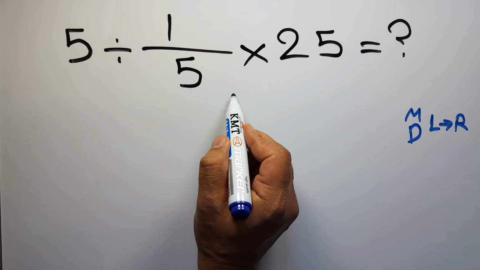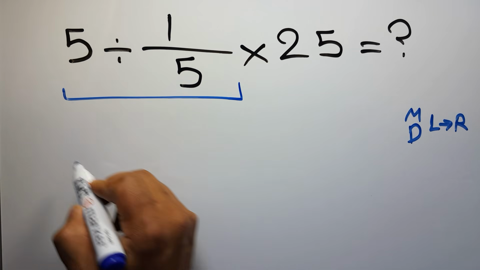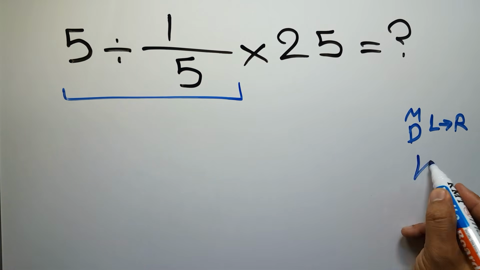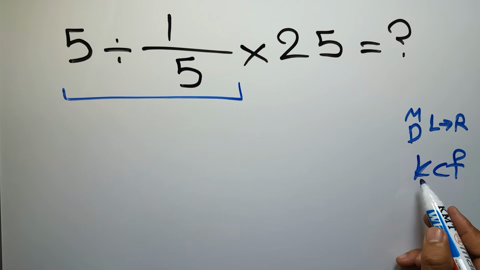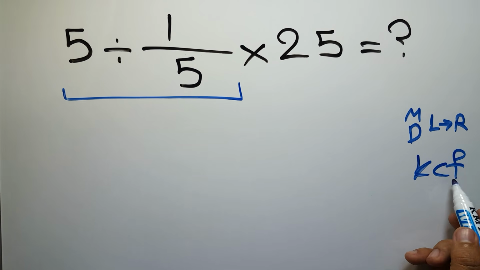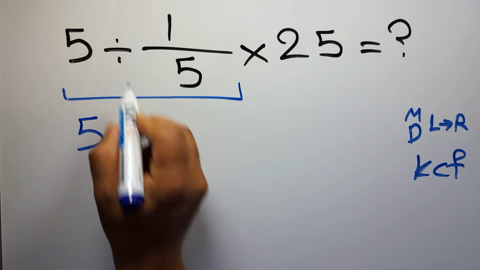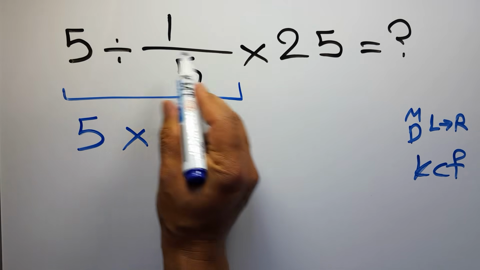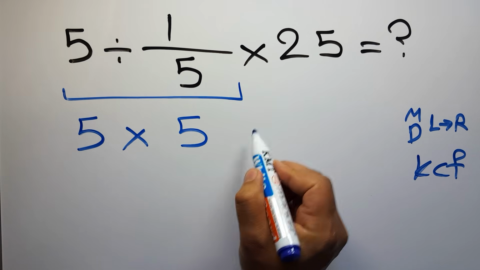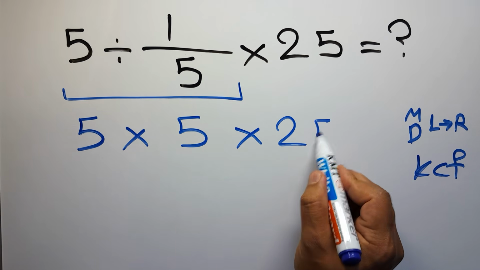5 divided by 1 over 5. According to the KCF rule, K stands for keep, C stands for change, and F stands for flip. We can write: keep the first fraction, change division to multiplication, and flip the second fraction. And here we have times 25.